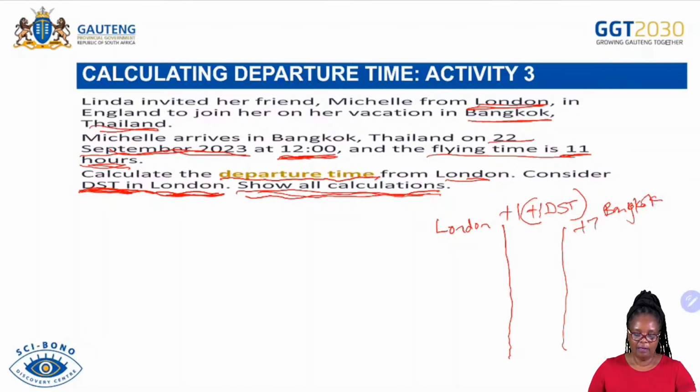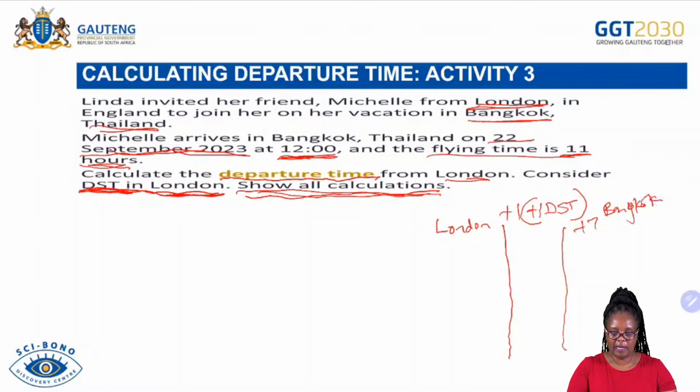So here we look at the scenario again. The first time that we see, we say that Michelle arrived in Bangkok, Thailand on 22 September 2023 at 1200 hours. So that's the time that we've been given. Where? Bangkok. We write it here. It is 1200 hours. This is Bangkok.